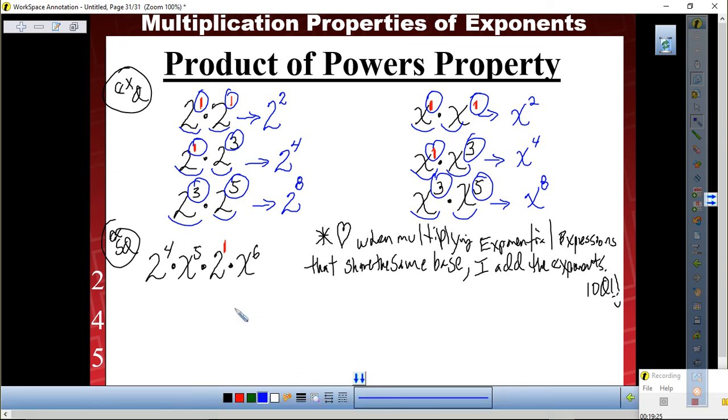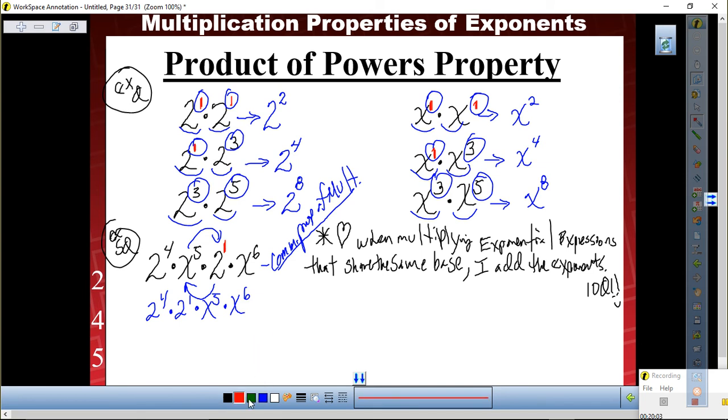So, to get us started after that, we need to get all the numbers together and all the x's together. Tell your neighbor what property we're going to use to do that. Commutative property of multiplication is going to let numbers travel. So I'm going to travel this one here and this one over here. Therefore, this is 2 to the 4th times 2 to the 1st times x to the 5th times x to the 6th.